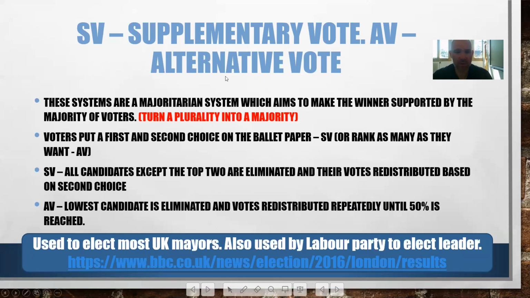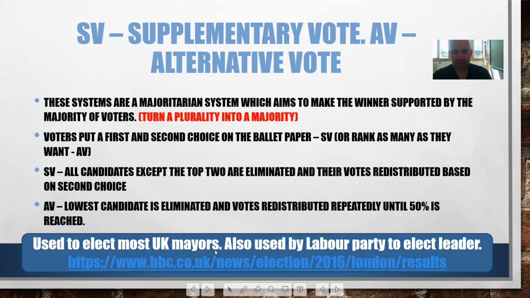So let's recap what we've understood. These are both majoritarian systems, SV, the supplementary vote, and AV, the alternative vote. They're designed to get someone above 50%, to turn a plurality into a majority. They're designed to get legitimacy for the winner. Then we have a very small difference between AV and SV. In AV, you rank all the candidates, in SV just two. And then we have a slightly different elimination procedure. In AV, we get rid of the lowest candidate repeatedly until we get 50%. In SV, we immediately eliminate everyone except the top two, and then we redistribute.